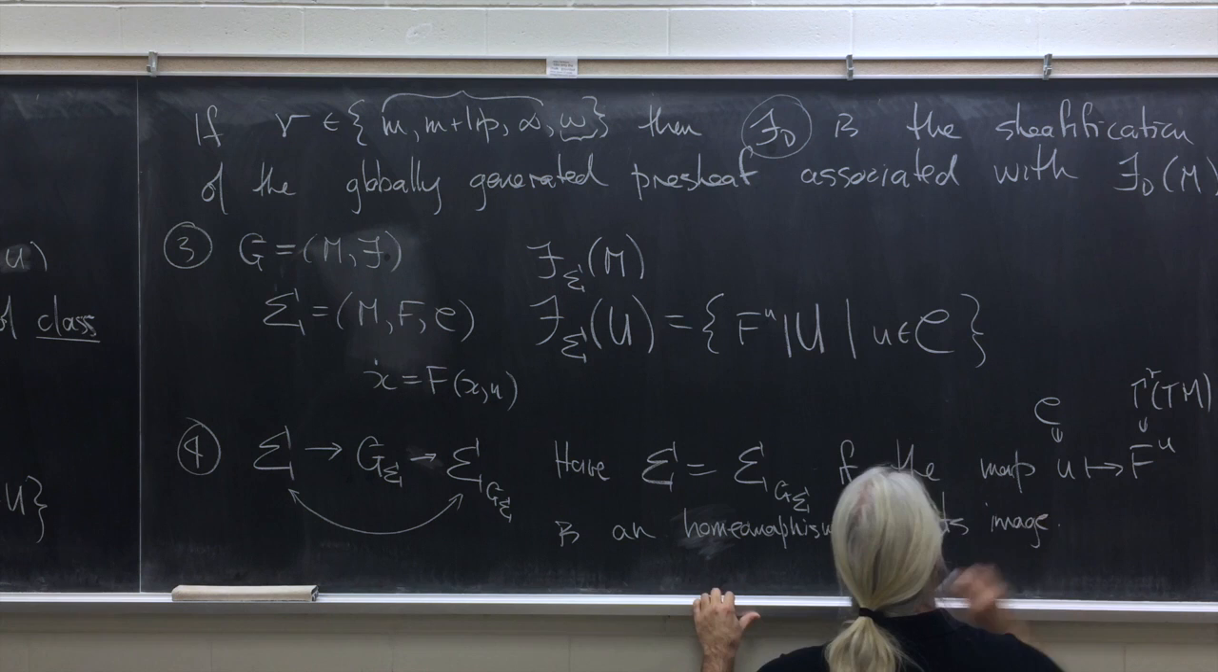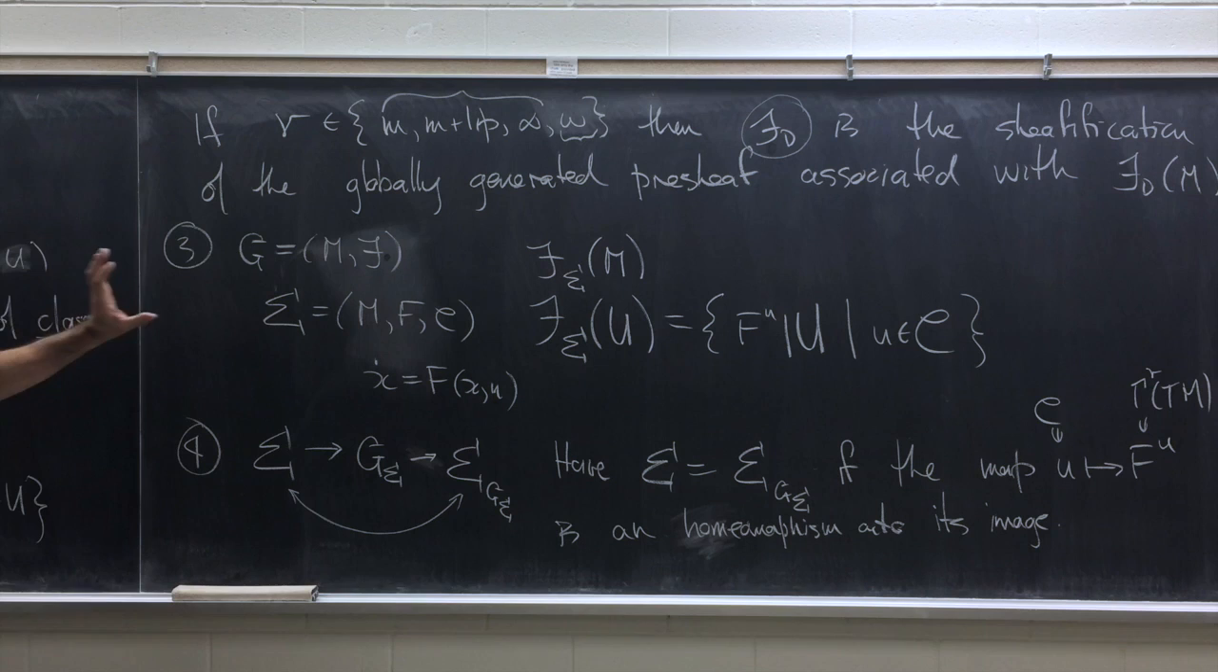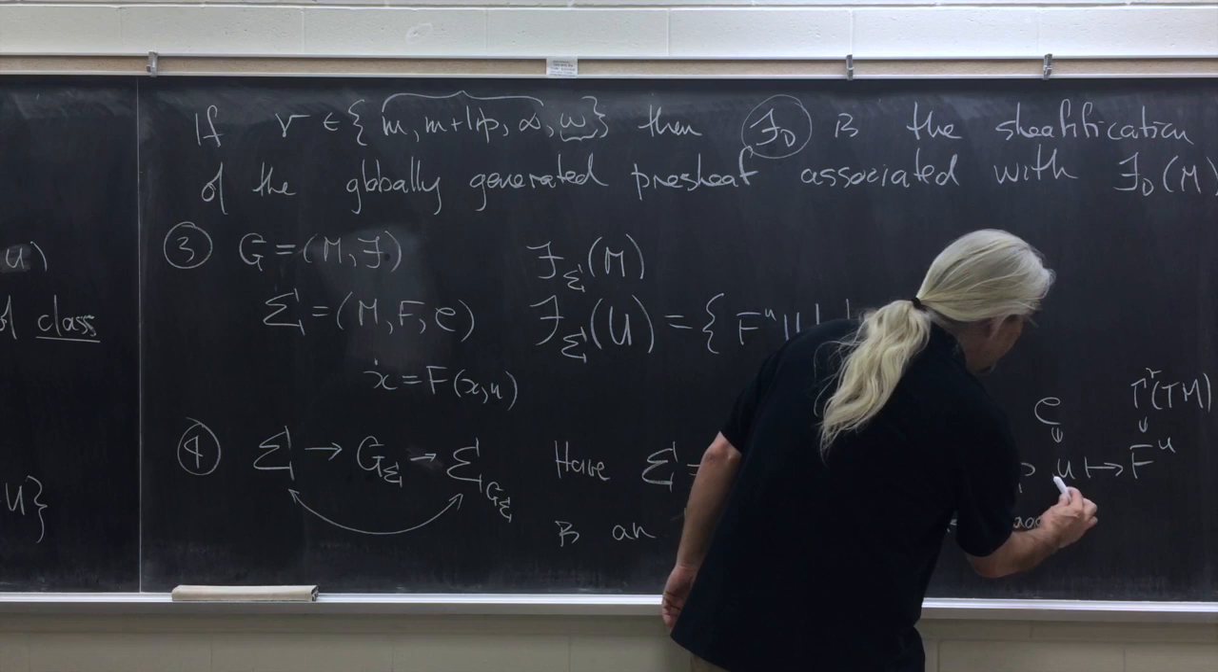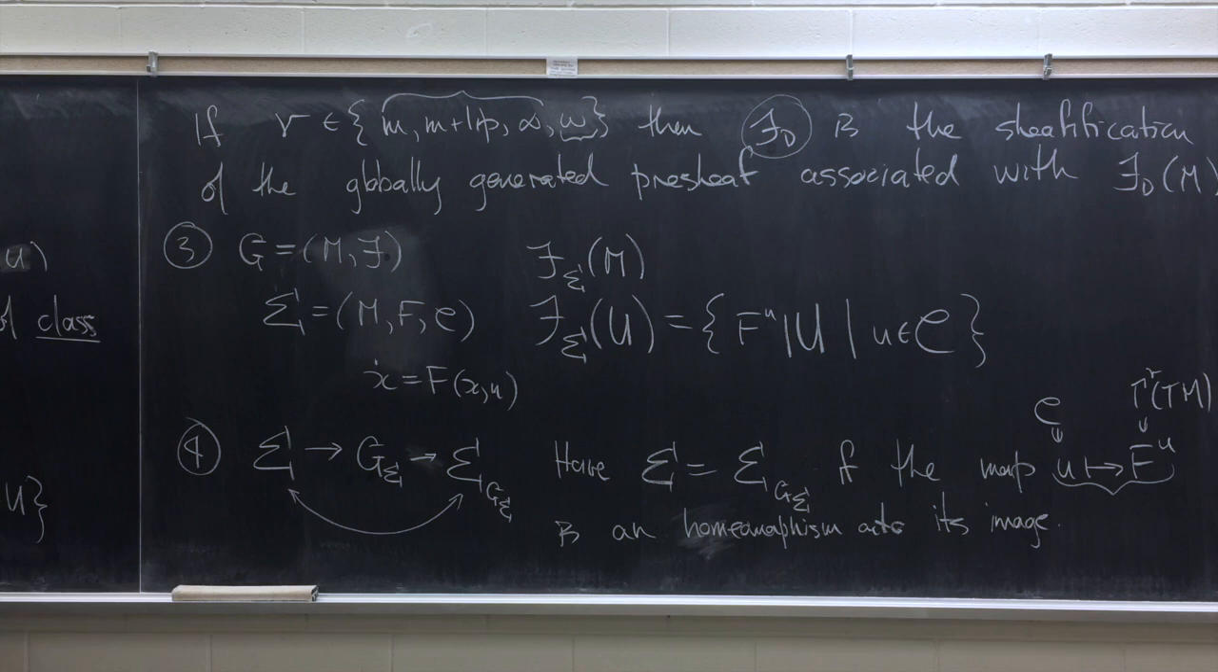Okay, so what we know by our definition of control system is that the map is continuous. There are two additional things that I'm asking here. One, that it should be injective. Let me talk about that. That means that the map from U to this vector field should be injective. That's not a big assumption, okay?